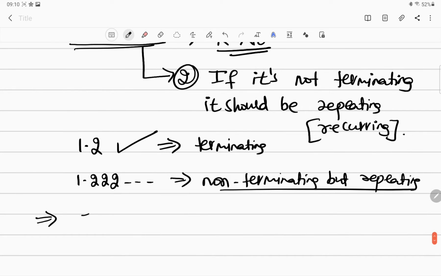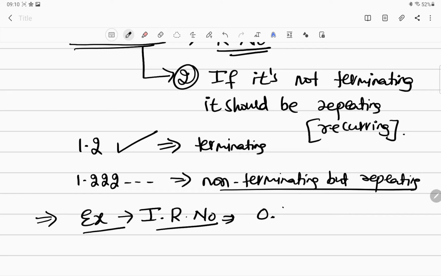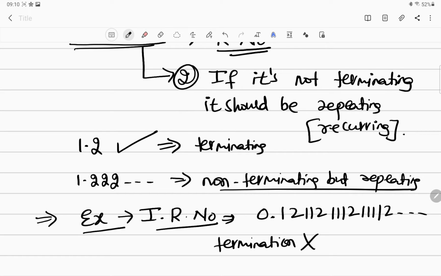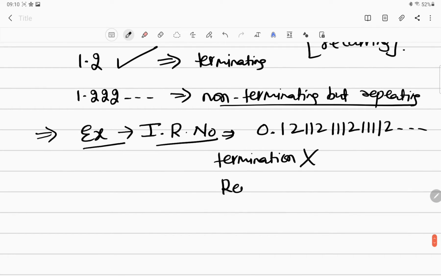Now afterwards, examples for irrational numbers. Okay, what are the examples for irrational numbers? For example, if I write 0.1 2 1 1 2 1 1 1 2 1 1 1 1 2, if I keep on writing like this, is there any termination? There is no termination here. Is there any repetition here? There is no repetition also. So that's why this is an example for an irrational number.